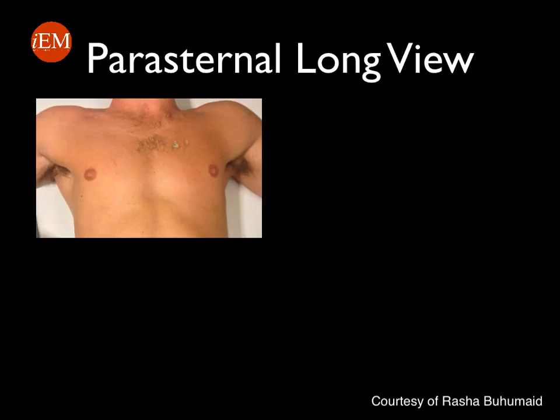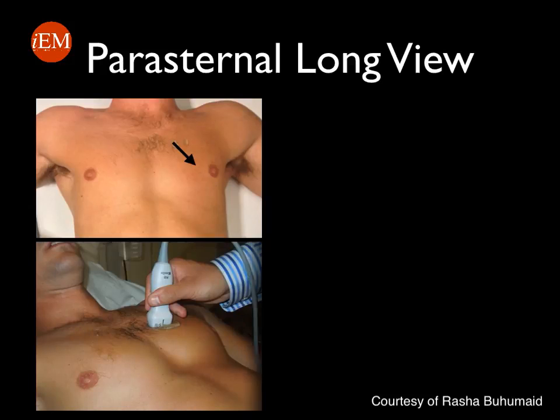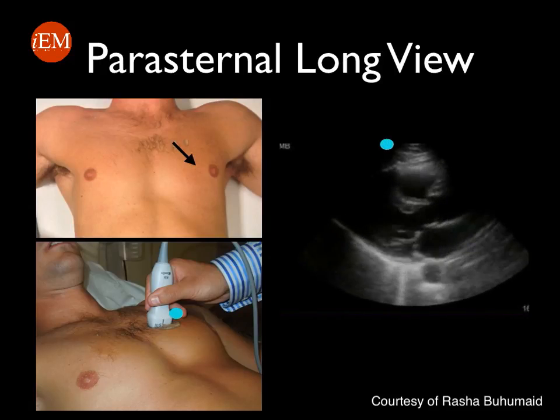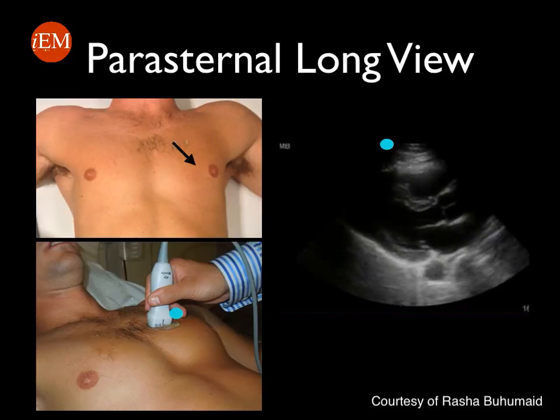The parasternal long view is obtained by placing the phased array probe on the anterior chest wall between the third and fourth intercostal space. The probe marker will be pointing towards the patient's left hip. This is the ultrasound video that corresponds to a normal parasternal long view.